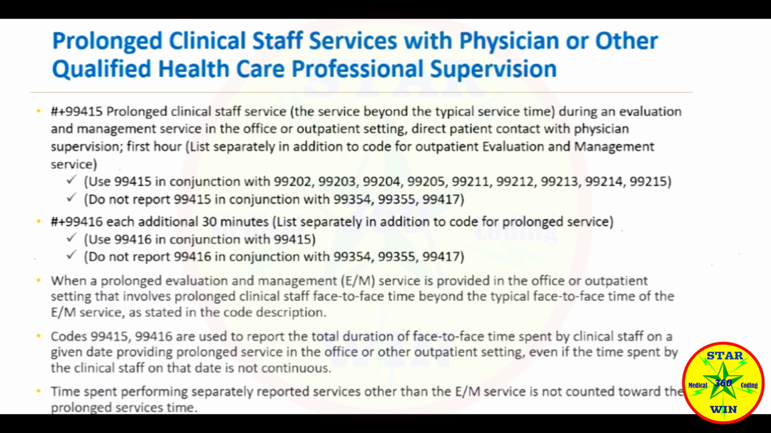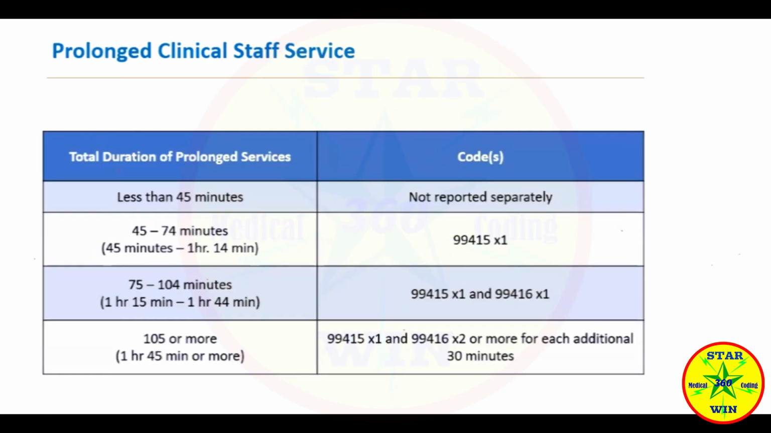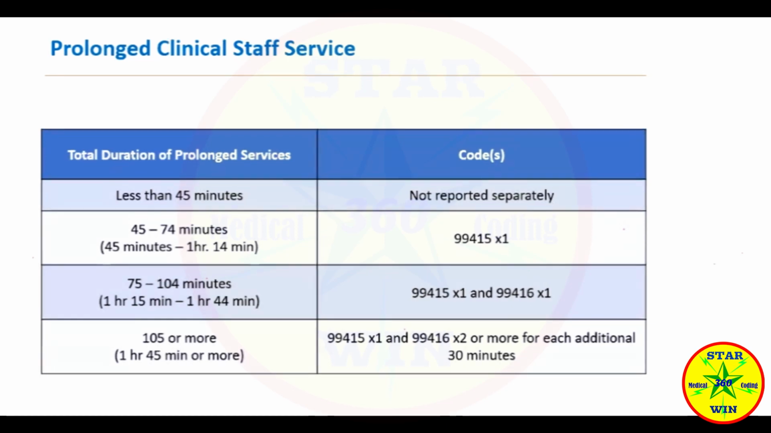There is a grid for considering prolonged clinical staff service. Any service which is less than 45 minutes reported by clinical staff is not reported separately. For 105 minutes or more, 1 hour 45 minutes or more, we can assign 99415 times 1 and 99416 times 2 or more for each additional 30 minutes.